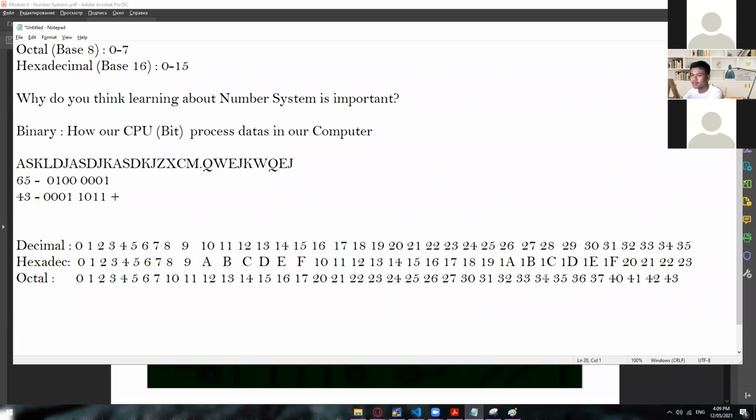With the octal, I'm not sure what the correct arrangement is now since we've arranged the decimal and hexadecimal. But anyway, those are your equivalents.